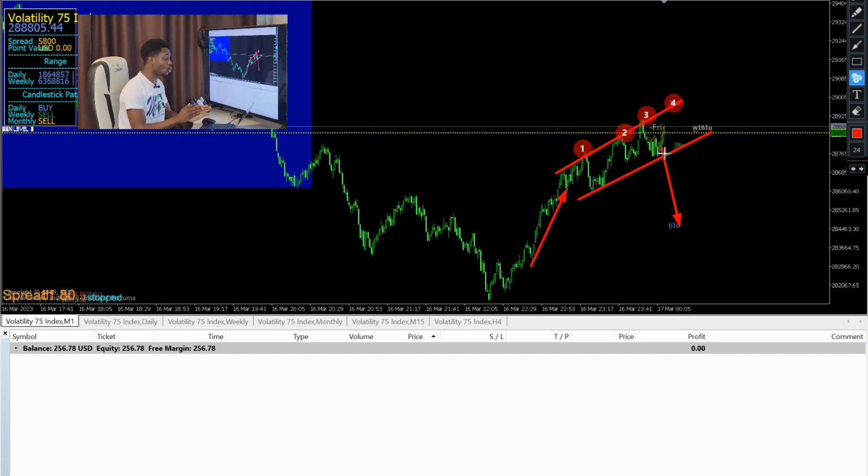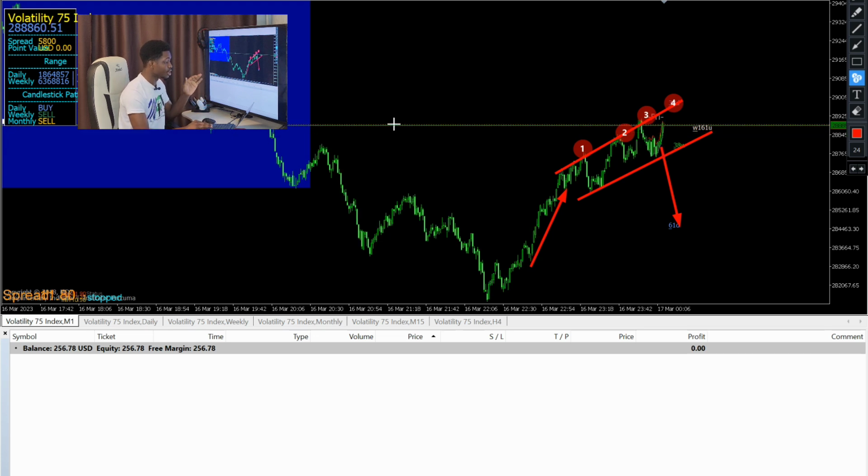I'm analyzing this on a 1 minute time frame, because we'll be doing a very short scalp. So I will try going into the trade now and simply continue from there. My stop loss will be around the fourth touch, around that spot.